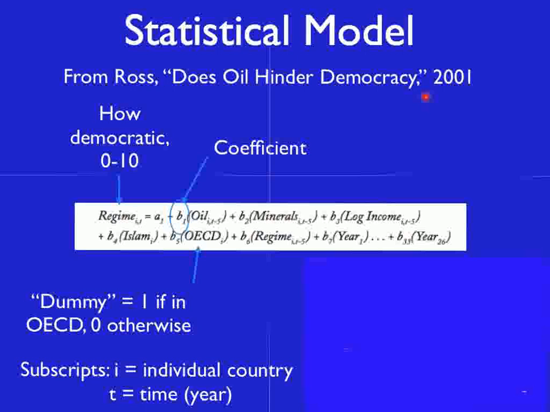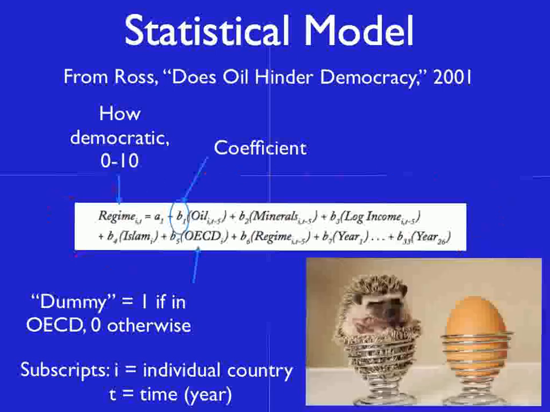So his independent variable is going to be oil, but if he wants to see whether it's really oil that hinders democracy, he's got to look at other possible explanations of democracy. And this is what he does in this piece, and he begins by setting up a statistical model. And this is his statistical model here. It looks complicated, but please don't get intimidated. It's really not very much more complicated than what we just saw. So let's see how he sets up his statistical model.